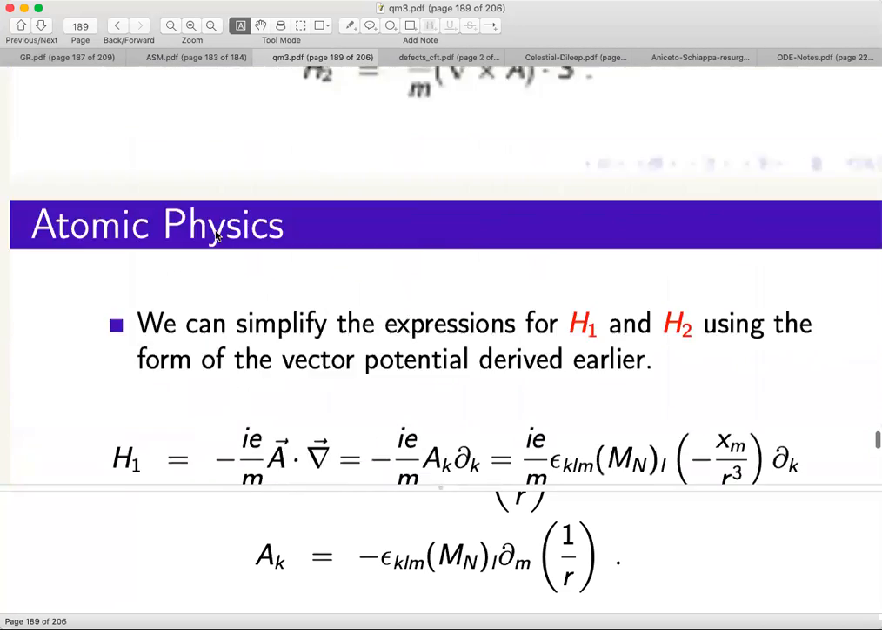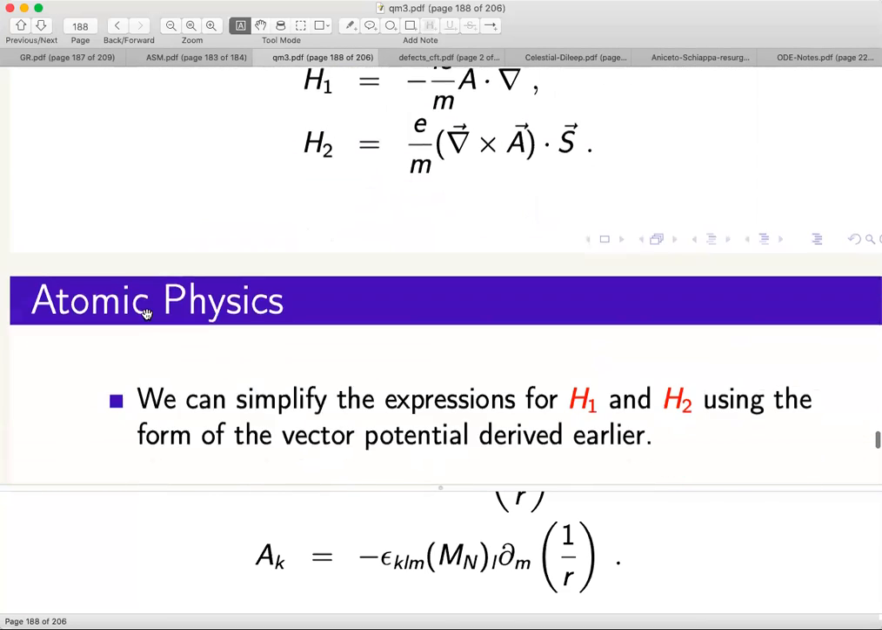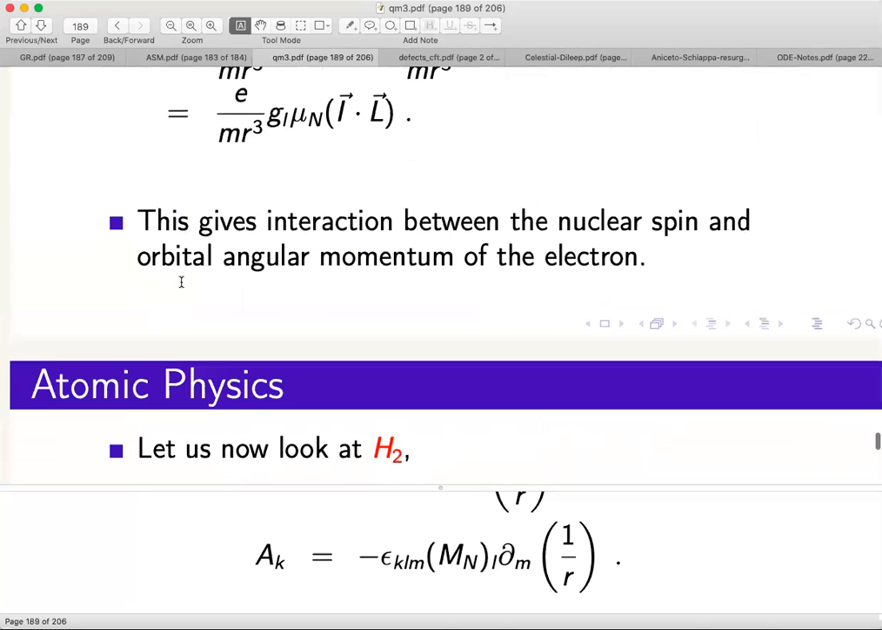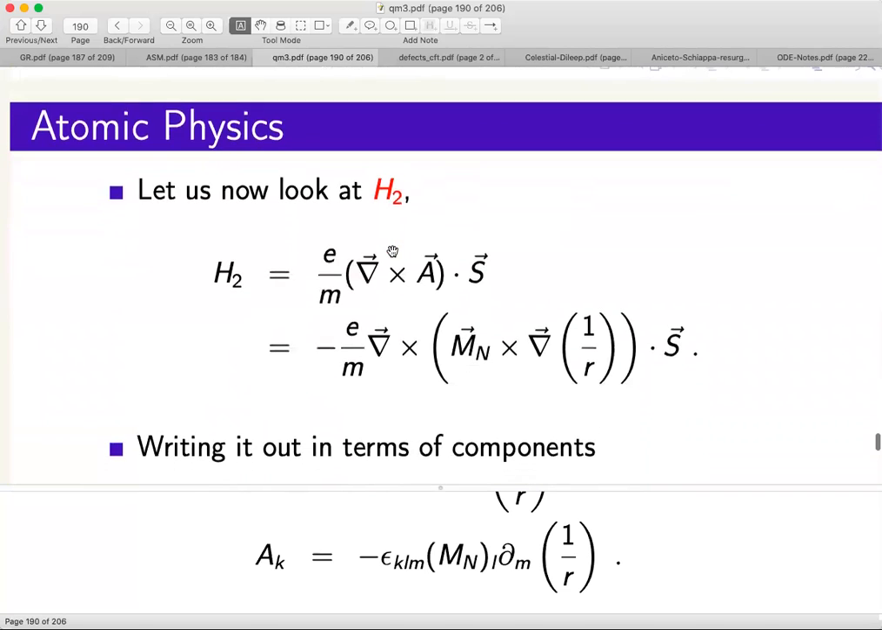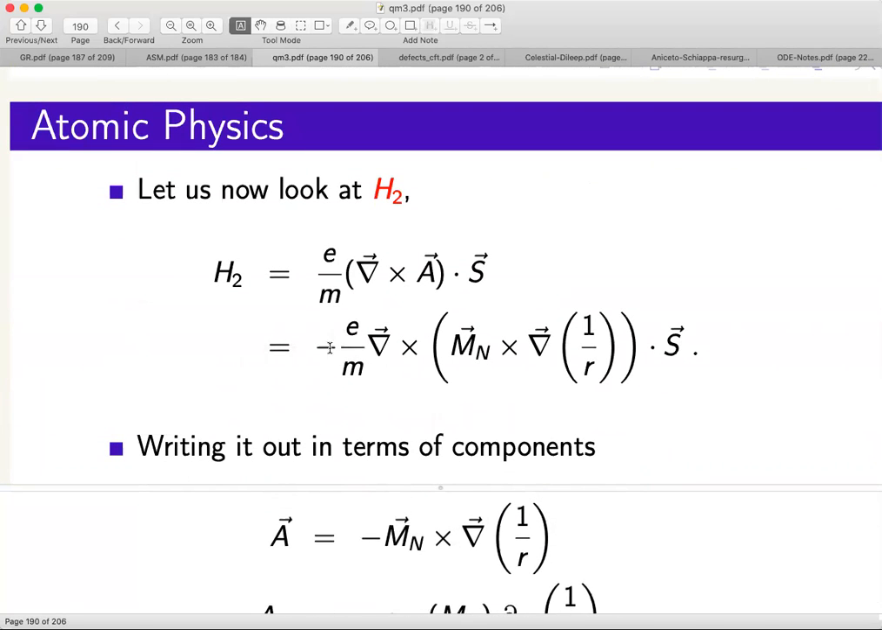Okay, so let's go back and look at this. e by m times B dot s, or del cross A dot s, same thing. Okay, so here is the thing. Now we are again going to substitute A to be this expression. So we have to take a curl of this expression, minus mn cross gradient acting on 1 over r. So there is a triple cross product.